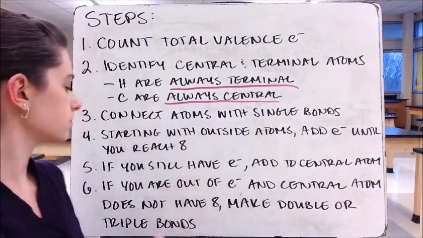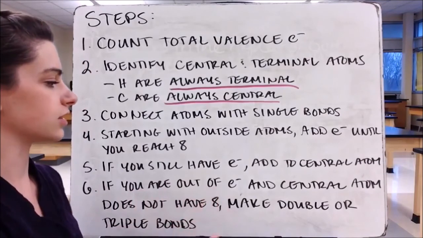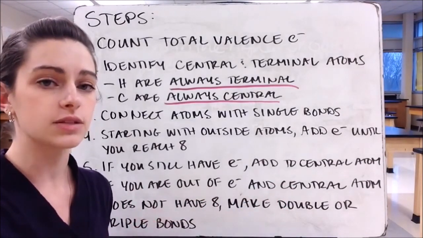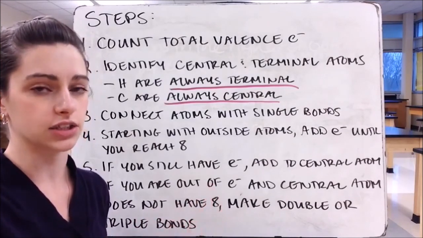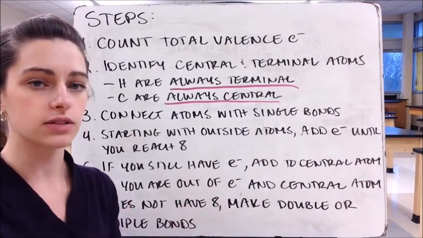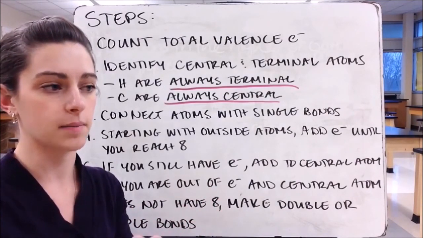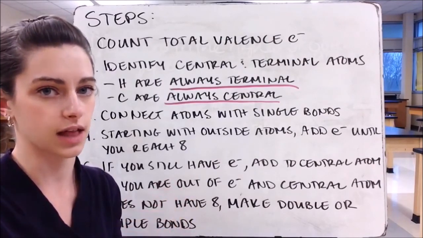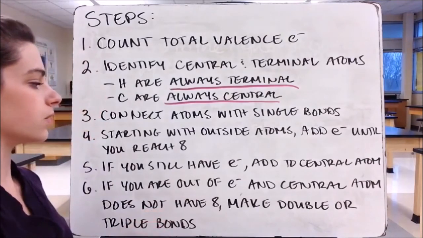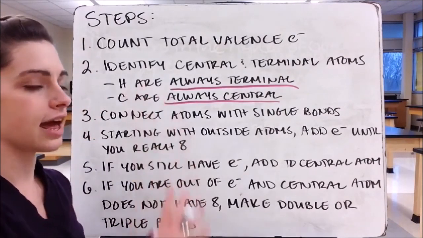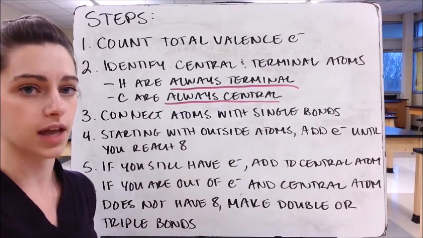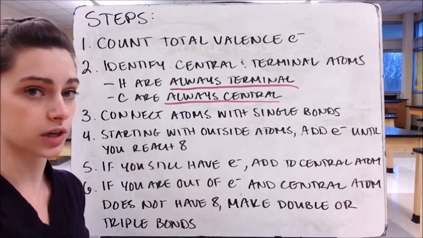That's fine. If you are out of electrons and your central atom does not have 8 valence electrons, that's when you need to pull in additional bonds. So instead of an outside atom having a pair of electrons, that pair of electrons will become a bond with the central atom. We're going to go through examples that cover every single one of these rules, so we'll look at how they're all applied when we actually draw Lewis structures.